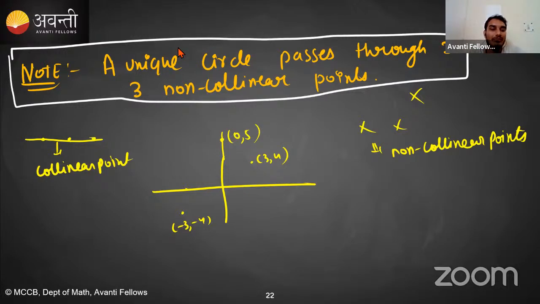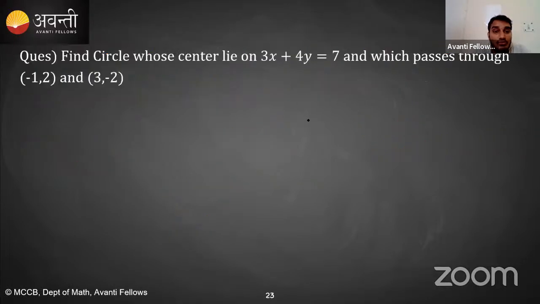Let's say a question comes with three non-collinear points, and then the question says find the number of circles that are passing through these 3 points. It is a no brainer. These three are non-collinear points, so there will always be one circle that passes through these 3 points. Okay, so that being said, let's proceed further.